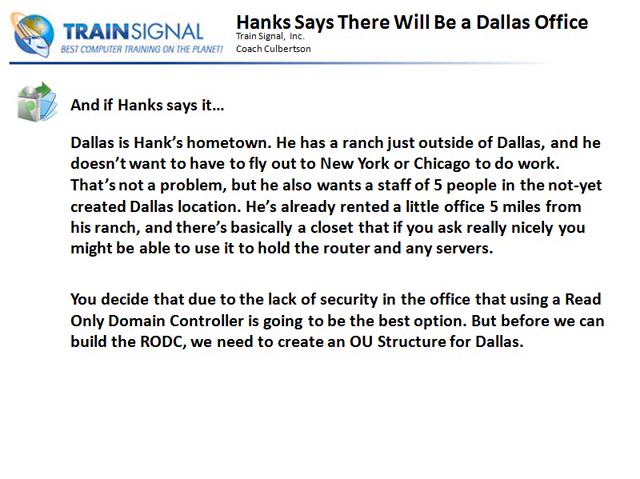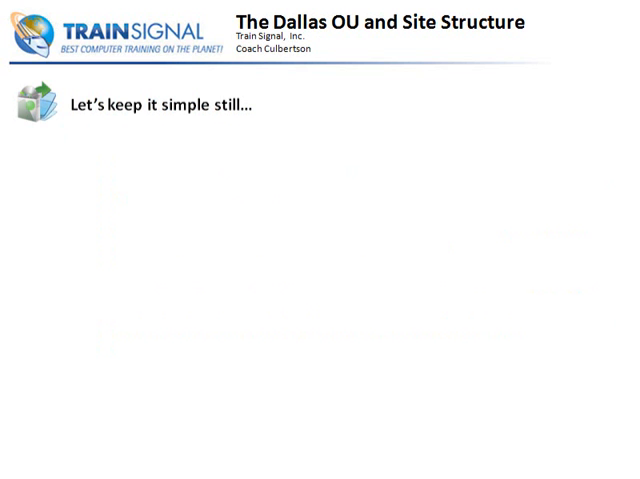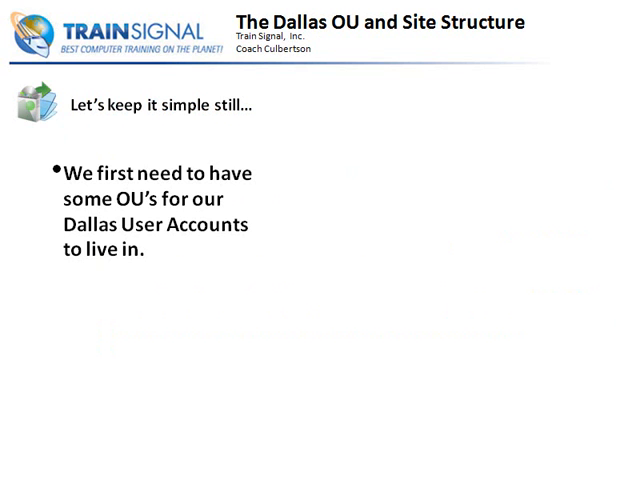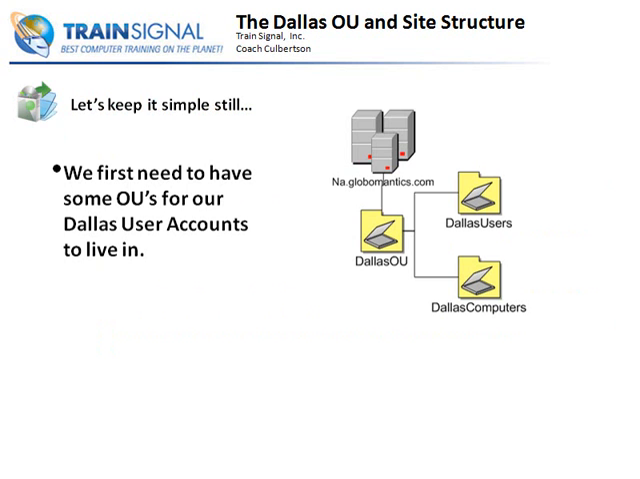But before we can start building a read-only domain controller, what we really should do is create an OU structure for Dallas. So we're going to do that. We're going to keep it real simple. First of all, we need some OUs for our accounts to live in. We're going to do the same thing we've been doing here. We're going to create a Dallas OU, with a section for our Dallas users and Dallas computers. Remember, we always keep our users and computer accounts in separate OUs, so that when we're ready to do the group policy thing, it makes it a little bit easier on us.